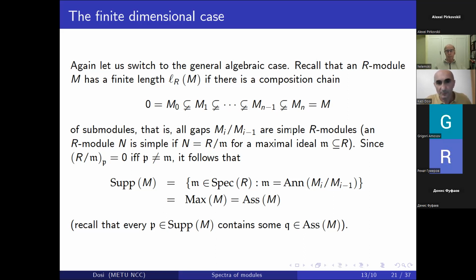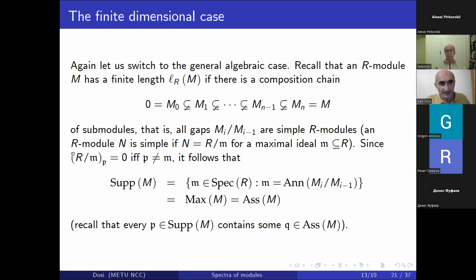We know what a simple module is: there is no non-trivial submodule of it. They look like R modulo a maximal ideal, right? Out of M. Okay, so that means finite length. But we know that localization is quite a powerful functor. It's an exact functor, so you can apply it directly to all the gaps, to this chain.